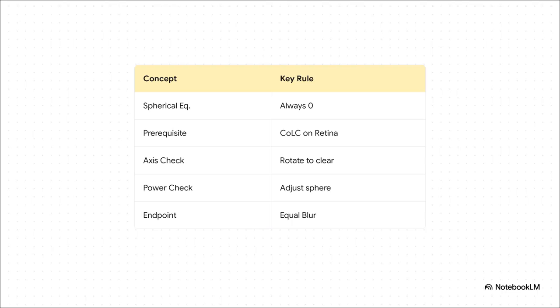Concept 4, for the power check, when you add cylinder, you literally must mathematically adjust your sphere to maintain the circle of least confusion on the retina. And finally, your endpoint for both the axis and the power is equal blur on flip. That means the conoid is equally shifted and the error is completely neutralized.